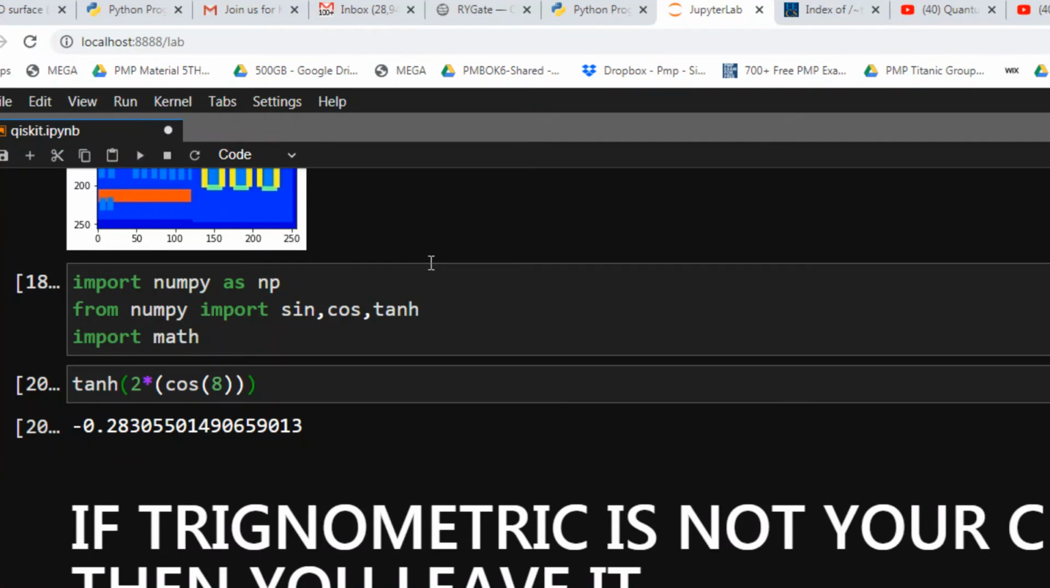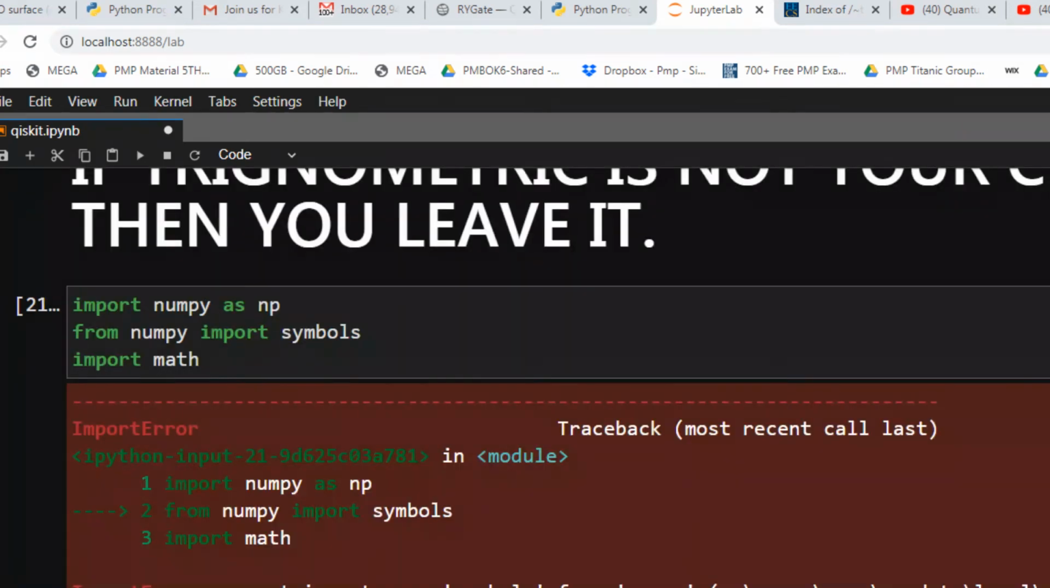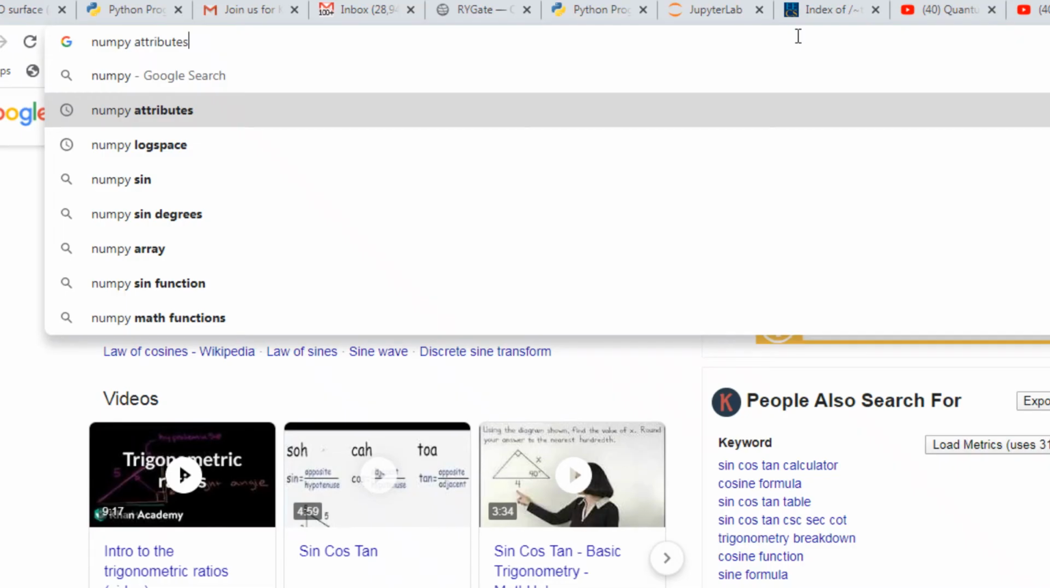Okay. Then I'm gonna say import numpy as np. So now I'm gonna say from numpy import symbols, and I'm gonna say import math. Let's see if that's available. There's no function like this named symbols. So let's see numpy attributes.